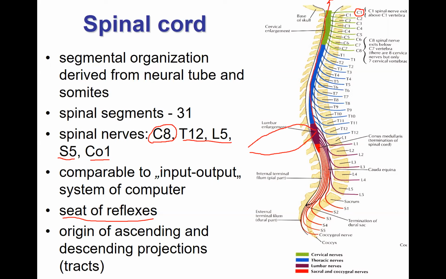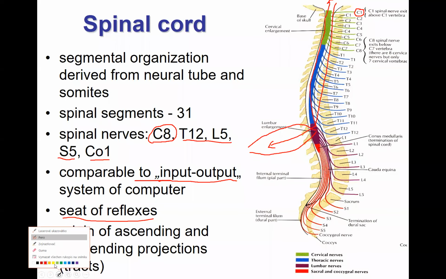It serves as a computer with input and output, and the output is down. If you would like to move, you send the information down and you move. So it's a seat of reflexes. It contains nuclei and it contains tracts which ascend and descend. So that's just the general information.